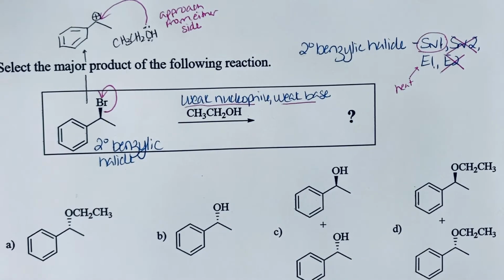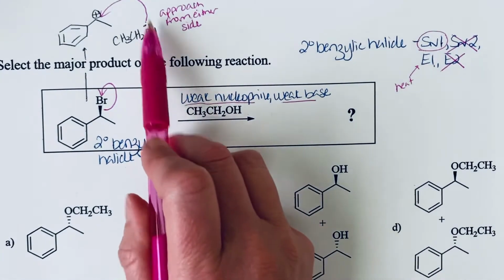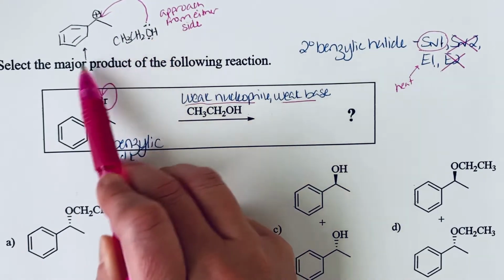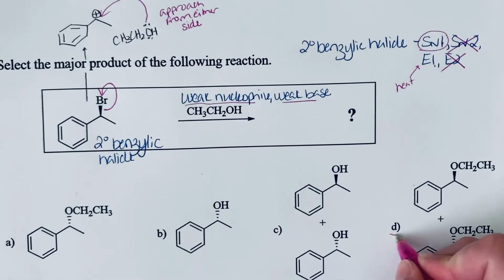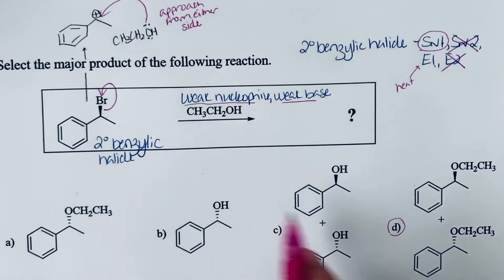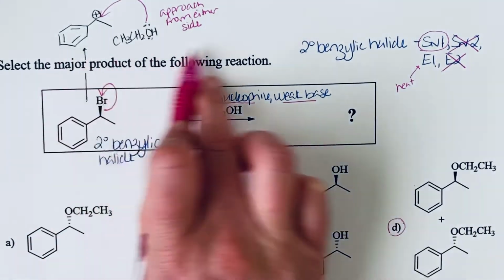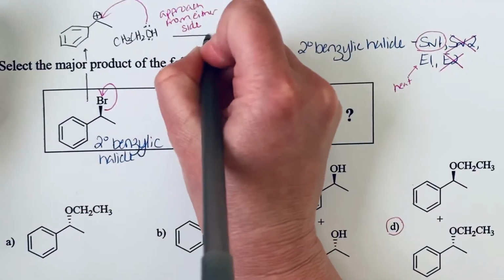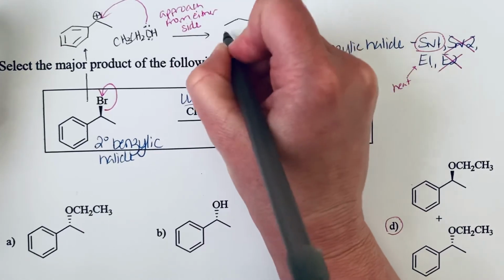At this point, if you've seen enough examples, you might recognize that after this, the next step is going to be remove a hydrogen. So you're going to have the ether. So you might be able to, at this point, jump ahead and circle D. If you're not sure how I got there, I'm going to finish off the mechanism here. So let's take a look at what forms after that approach.